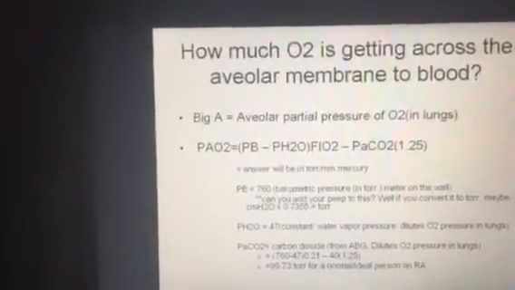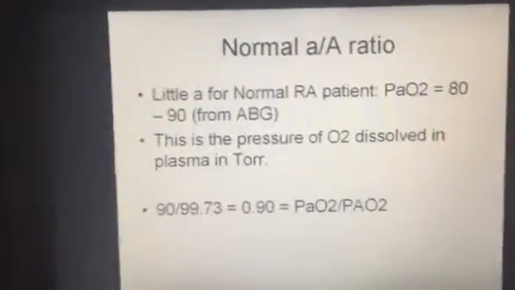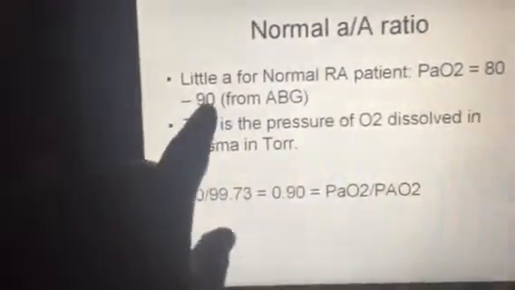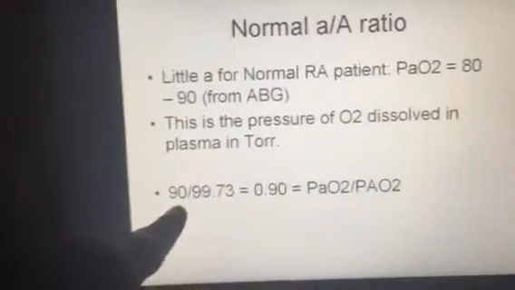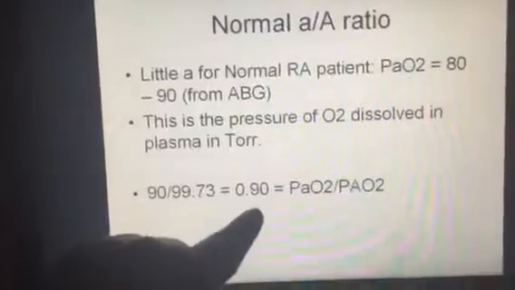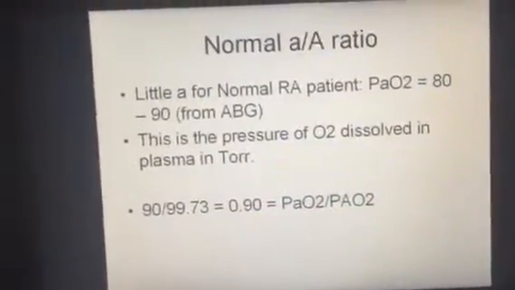So how much of that comes across on a normal patient? So like maybe 90% or so. So we know normal blood gas would be between 80 and 90. So suppose it's 90. We put that number over this 99.73, we get 0.9, which is a normal A to A ratio. But how does that work clinically?